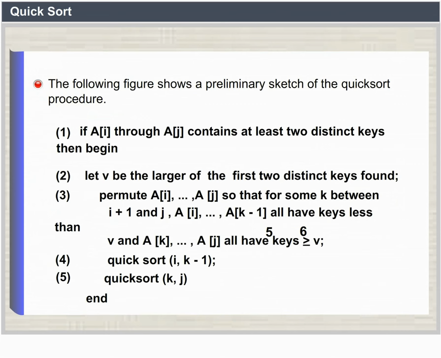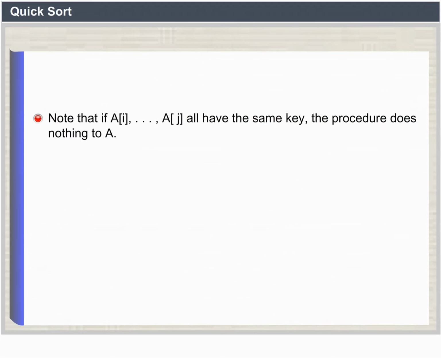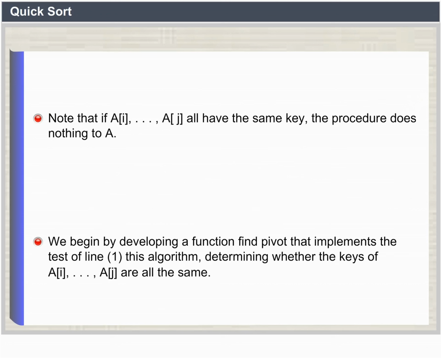Note that if A of i to A of j all have the same key, the procedure does nothing to A. We begin by developing a function findPivot that implements the test of line 1 of this algorithm, determining whether the keys of A of i to A of j are all the same.